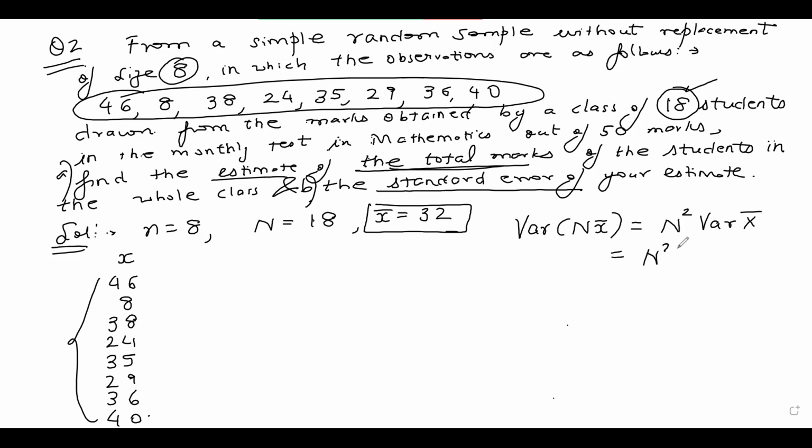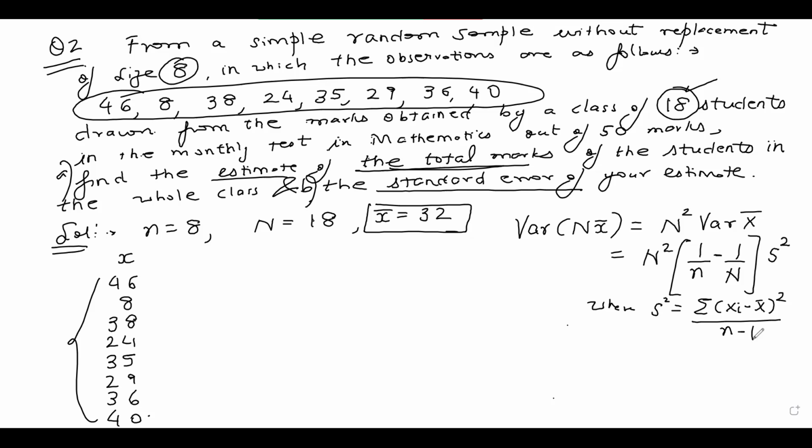And what is variance of x bar? Variance of x bar is going to be 1 over n minus 1 over capital N times the variance of the sample, S square, where S square is summation xi minus x bar square over n minus 1.